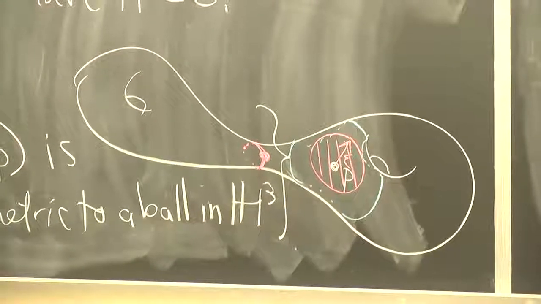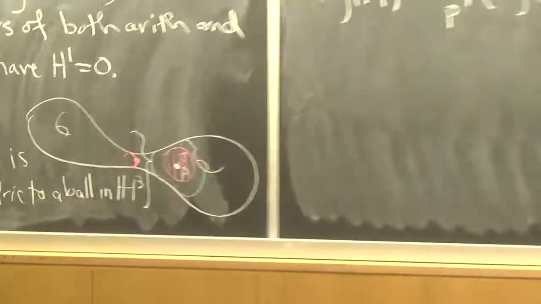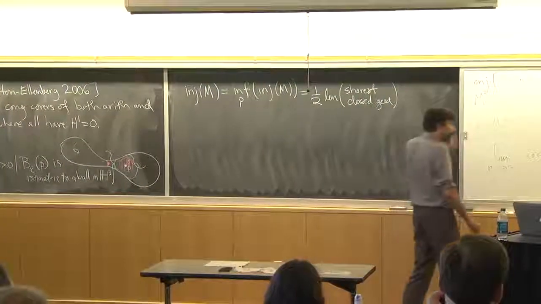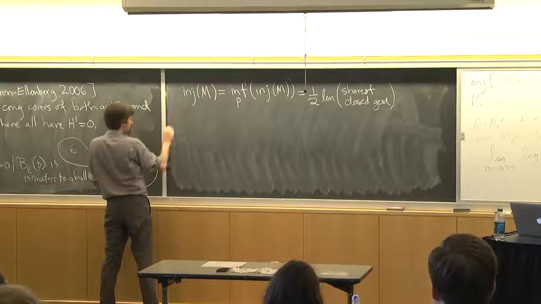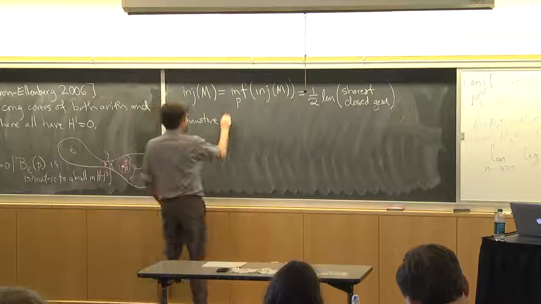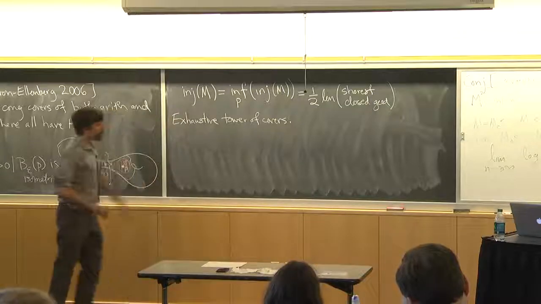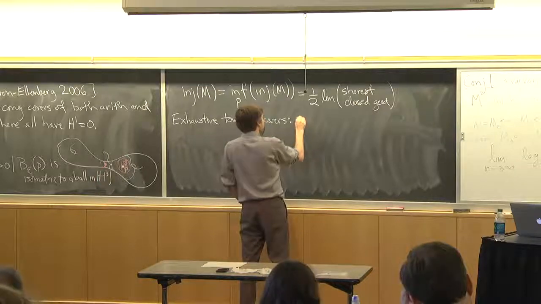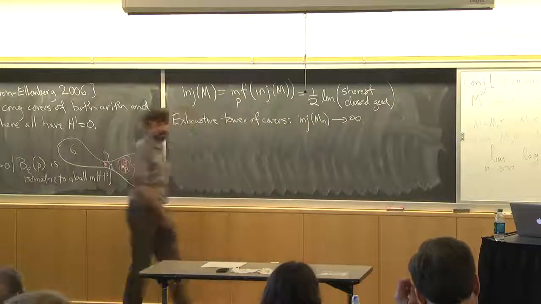So another way of stating this condition here, an equivalent way, I guess I didn't give this a name. Maybe I should have. It's getting late in the talk, so maybe it's good that I introduce it now. Let's call that situation over there an exhaustive tower of covers. So this just means that their intersection is trivial, or geometrically, if you think about it, this is the same as saying the injectivity radius goes to infinity. Any loop, right?